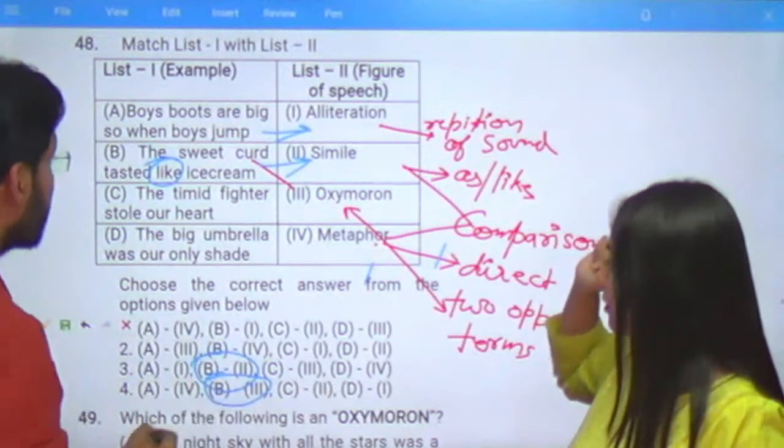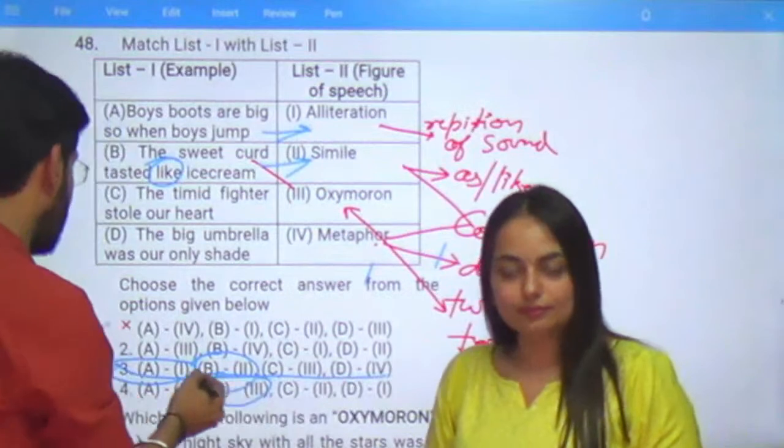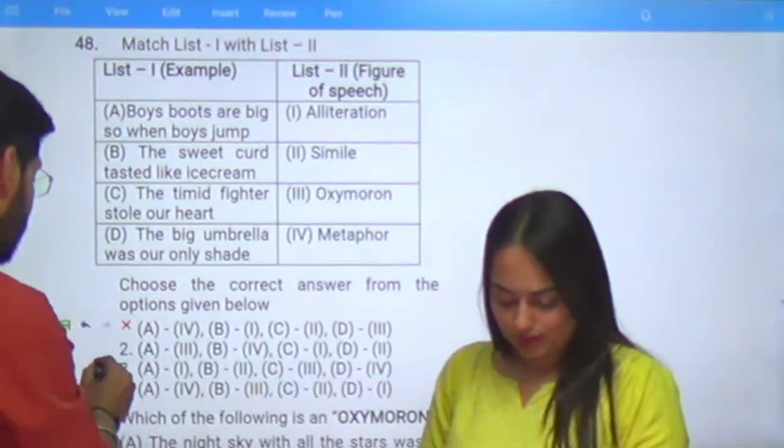Second B and first A. A is first. So you can go with the third option. So this is the right choice, I think. Yes, yeah. So you can go with the third choice.